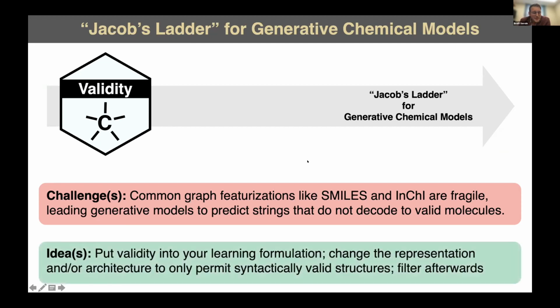There are many ideas about how to solve this problem. One is you can put validity into the learning formulation, so you can modify your objective function in some way. You can change the representation or the architecture, and these have been very successful. There are now representations that decode perfectly. It really solves the validity problem. Or you can always filter afterwards, right? So fine, you generate 1,000 molecules, 90% are invalid, who cares? You can filter at the end.